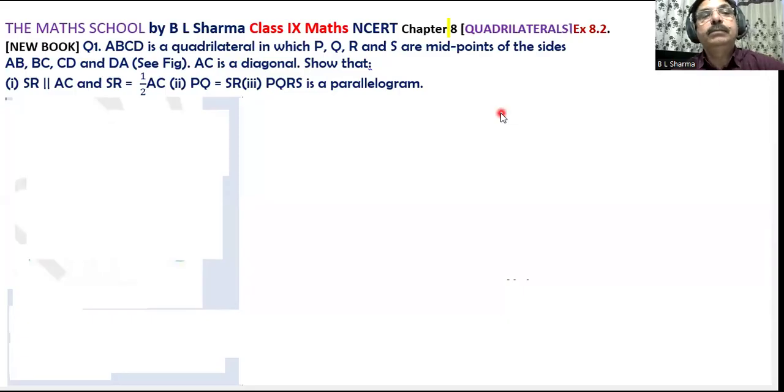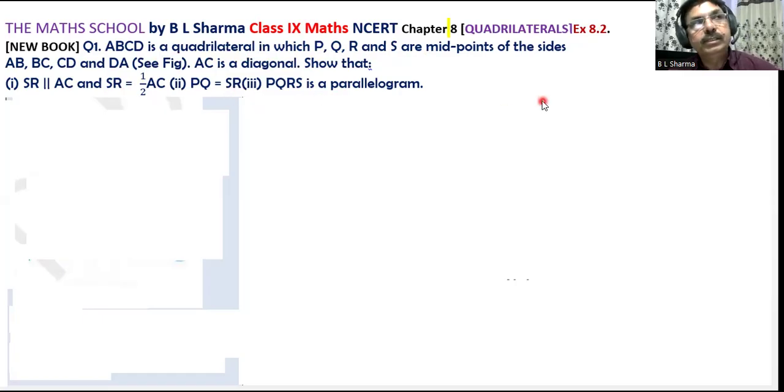And the question number 1 is on your screen. ABCD is a quadrilateral in which P, Q, R, and S are midpoints of the sides AB, BC, CD, and DA. See figure. And AC is diagonal. Show that SR is parallel to AC, SR is half of AC, and PQ is parallel and equal to SR. And third, PQRS is a parallelogram.